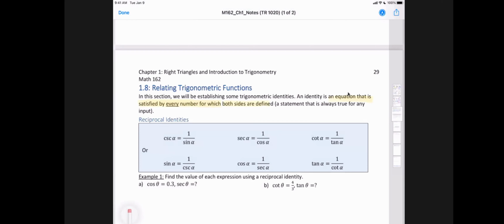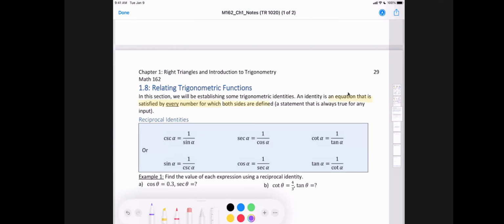And so the reciprocal identities: cosecant and sine are reciprocals of each other. So cosecant of alpha is the same as 1 over sine. That's the definition of reciprocal, taking 1 over that. And then secant and cosine are reciprocals. Cotangent and tangent are reciprocals. And then you can also go the other way and say, okay, sine is 1 over cosecant. You could take this equation and isolate it for sine, and you're going to get this second equation.